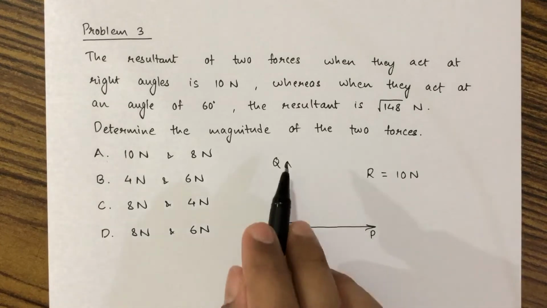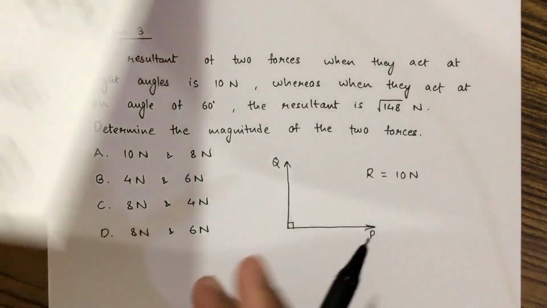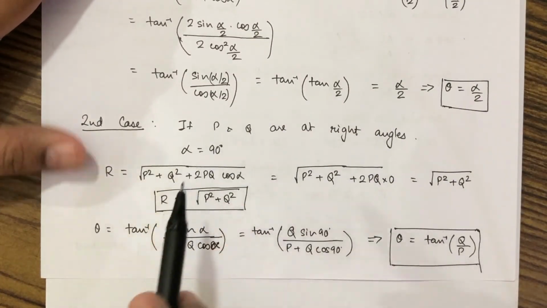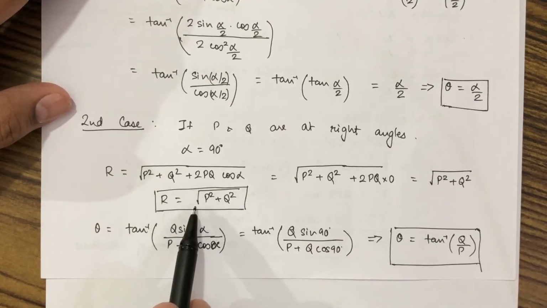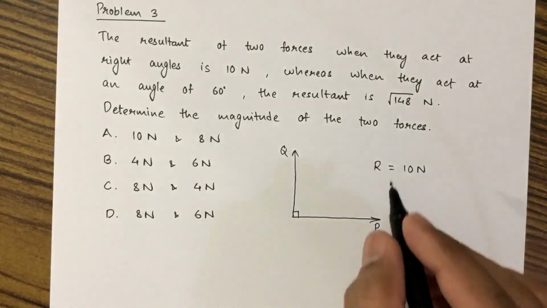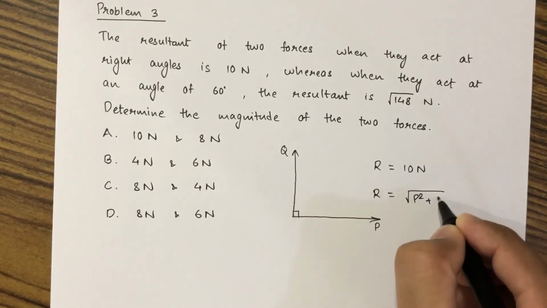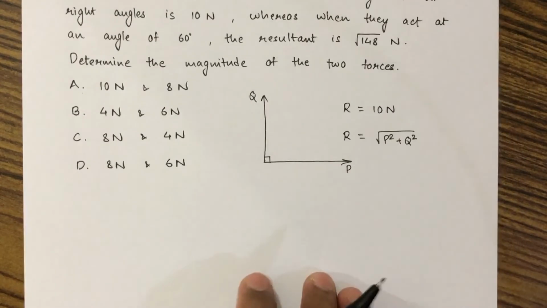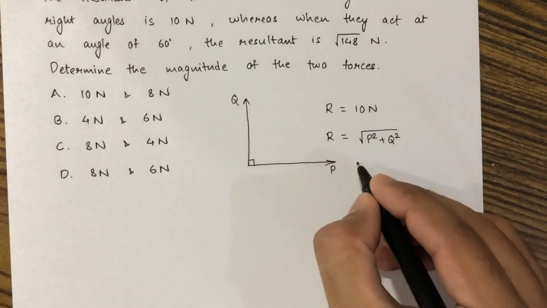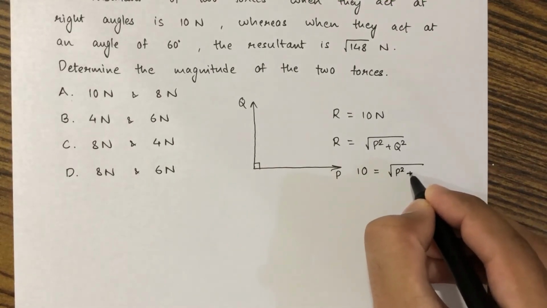So when two forces P and Q act at right angle to each other, the resultant is given by this second case. If P and Q are at right angles, then the resultant R is given as square root of P square plus Q square. But here R value is already given, that is 10 Newton. So this can be written as 10 is equal to square root of P square plus Q square.